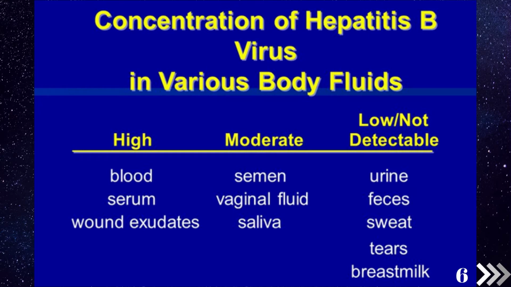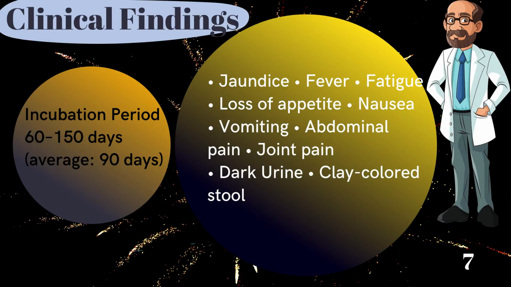So the transmission through breast milk is very low. Why? Because first, it needs an intact mucous membrane of the baby during birth. This is the first one. The second one, the virus is very low in this fluid. You will not find a virus, or if you find it, it is at very low concentration in this body fluid.